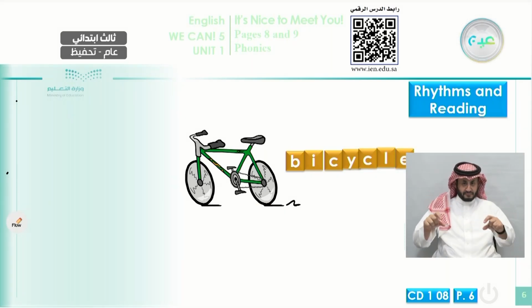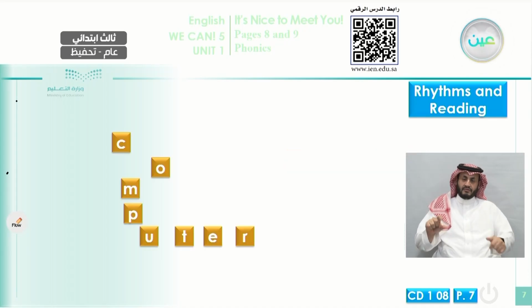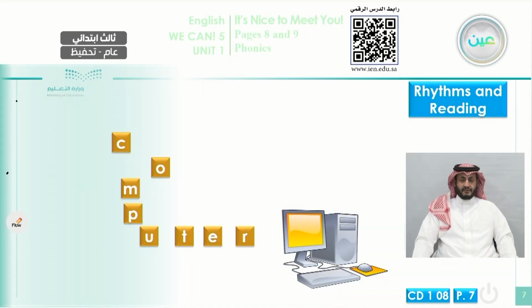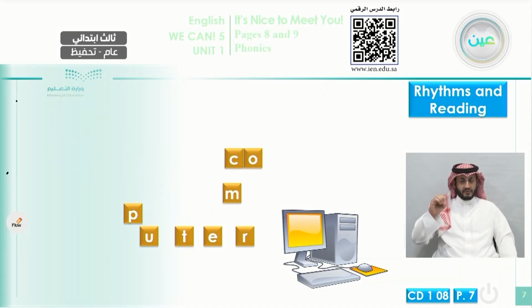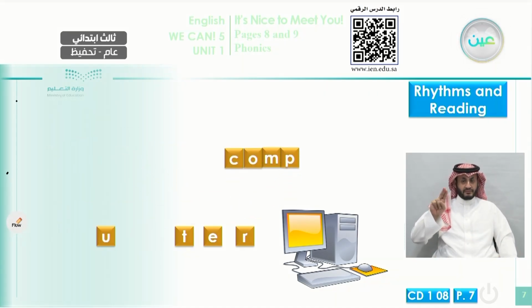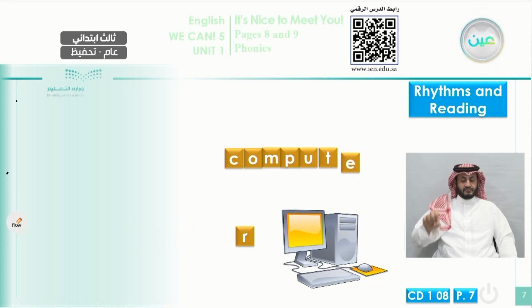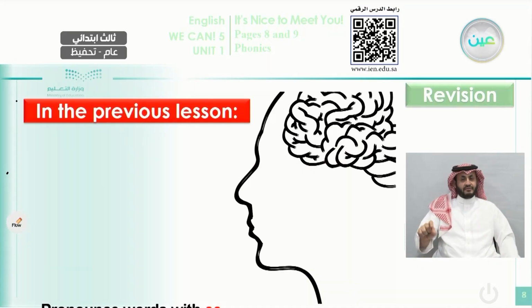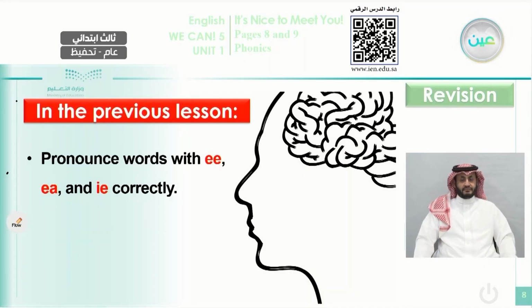If you can spell that, that means you achieved the goal we wanted to achieve. And now also we can spell the word computer. How do you spell computer? C-O-M-P-U-T-E-R. Can you spell that? That's excellent. Also in the previous lesson, we studied how to pronounce words with EE, EA, and IE.